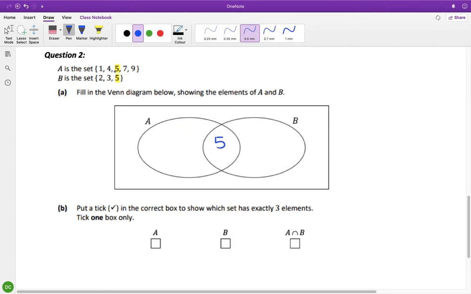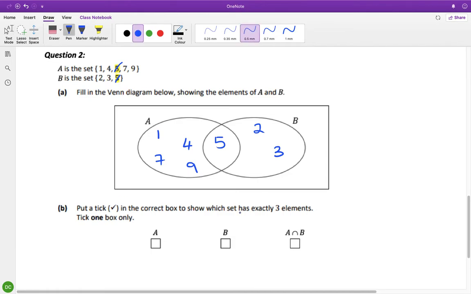Now, if I remove the 5 from A, what's left? 1, 4, 7, 9. And if I remove the 5 from B, I'm left with 2 and 3. Very important in sets that you never repeat, so I should never have a number repeated. Okay, so once the 5 went in, it gets crossed off.